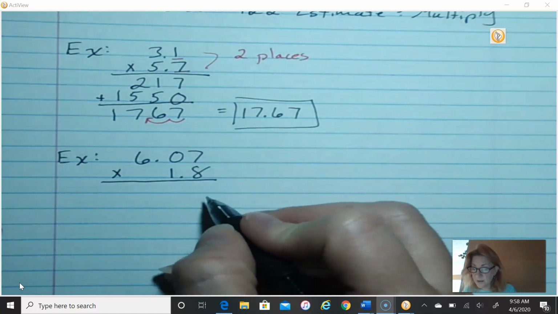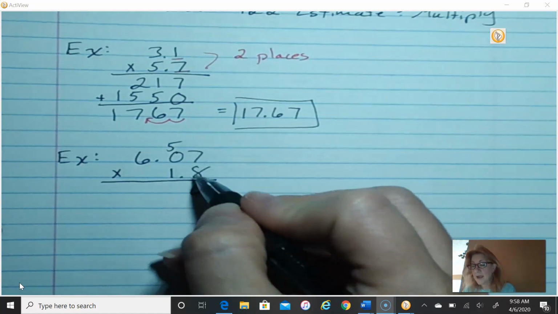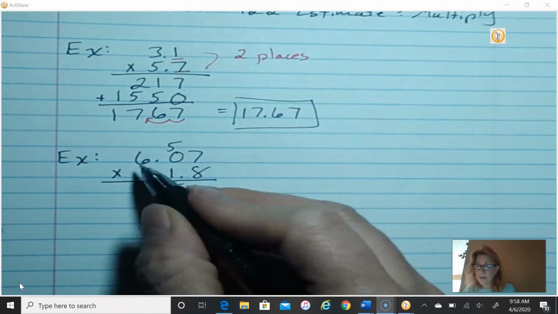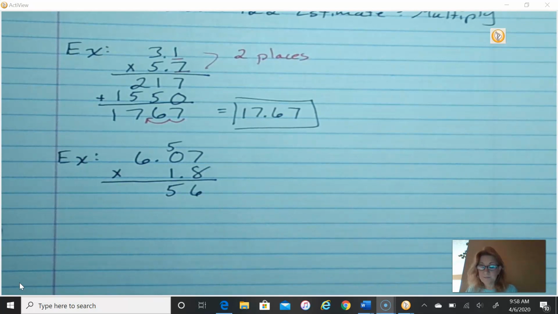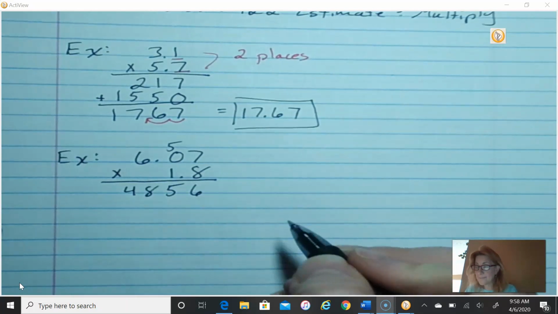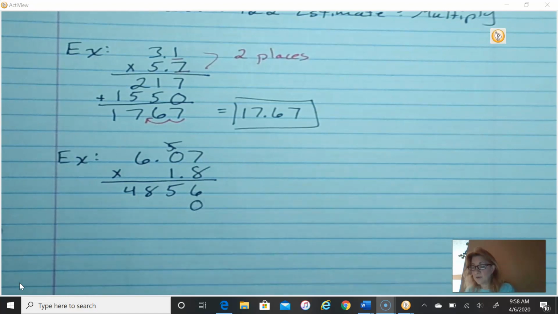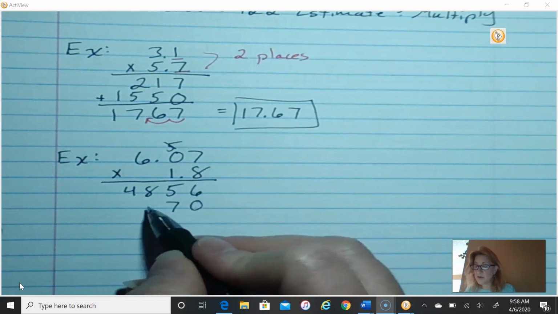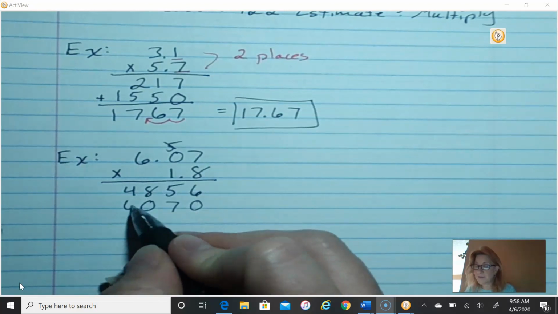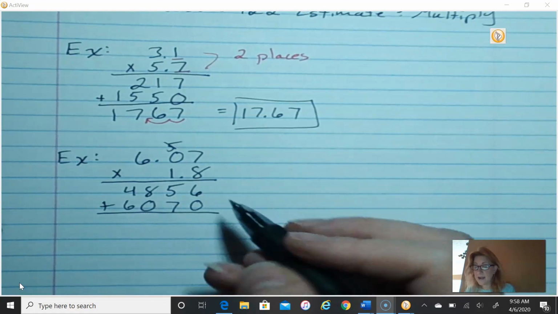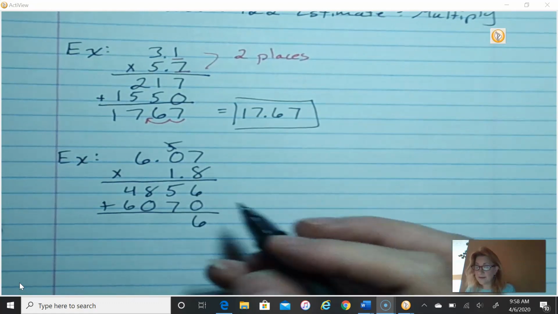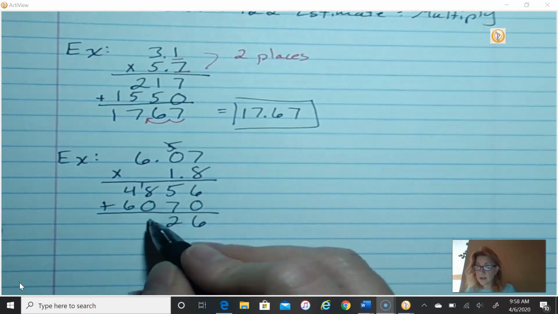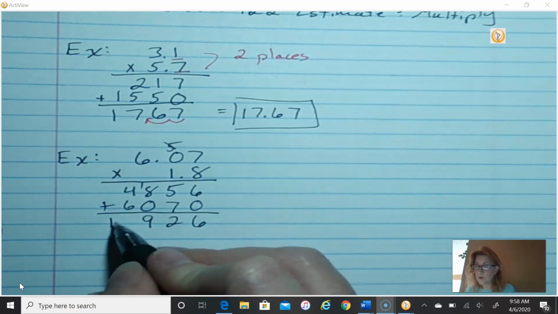8 times 7 is 56. 8 times 0 is 0 plus 5 is 5. 8 times 6, 48. Put your placeholder 0. Go to the next number. 1 times 7 is 7. 1 times 0 is 0. 1 times 6 is 6. Add: 6 and 0 is 6. 5 and 7 is 12. 8 and 1 is 9. 6 and 4 is 10.